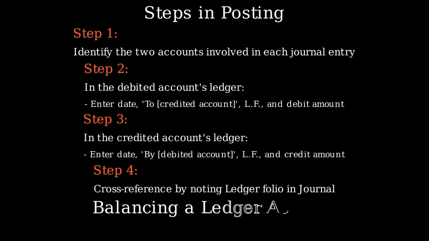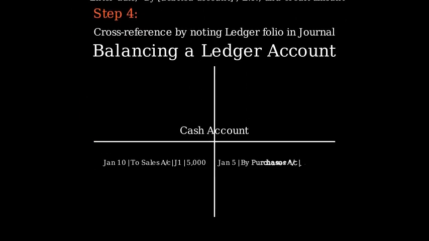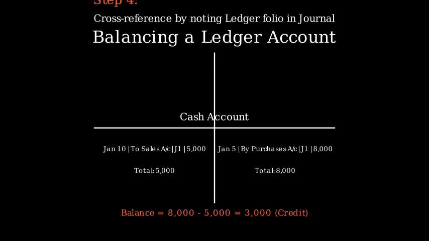After posting all entries, we need to balance the ledger accounts. Here's how it's done. First, total the debit and credit columns. Second, subtract the smaller total from the larger to find the balance. Third, enter the balance on the side with the smaller total with the narration "by balance C/D" on the debit side, or "to balance C/D" on the credit side. Finally, bring down this balance to the opposite side on the next date, as "to balance B/D" on the debit side, or "by balance B/D" on the credit side.